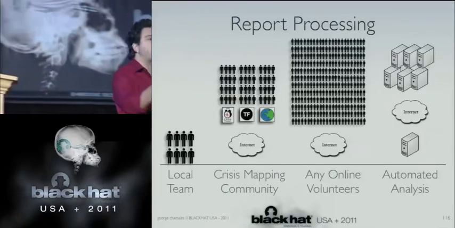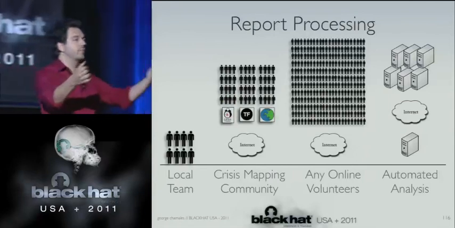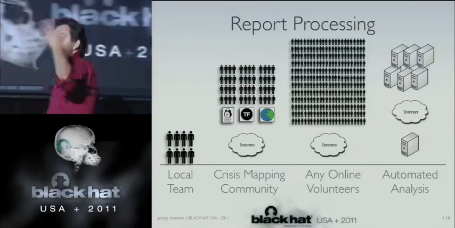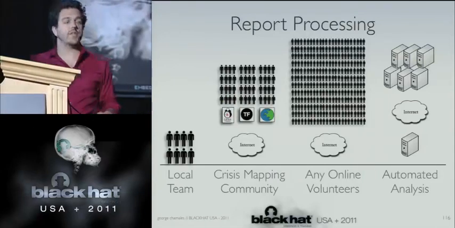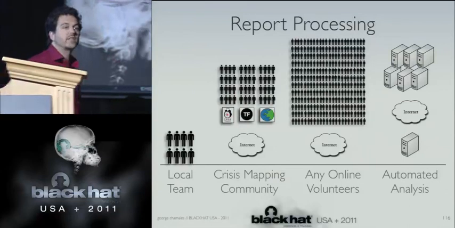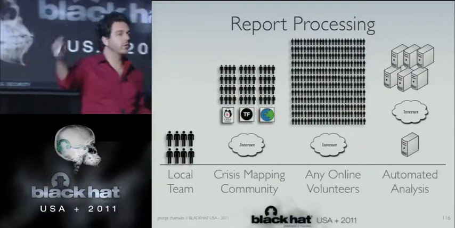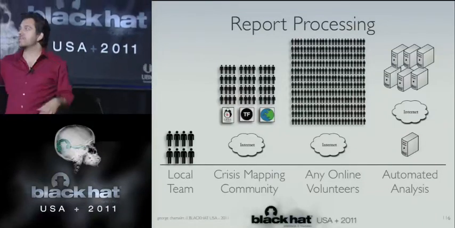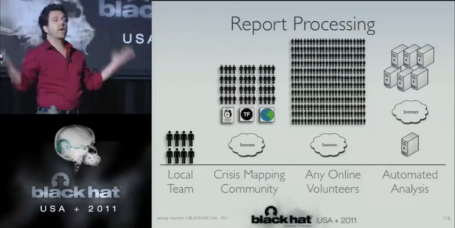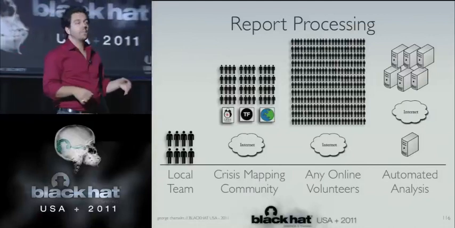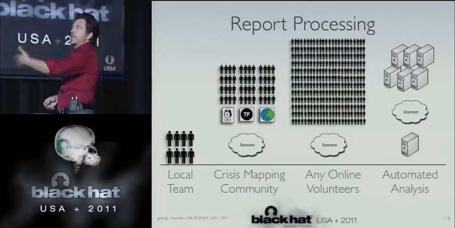So at this point, we've got the word out. We've got the people that are sending in messages. We're potentially receiving a huge flood of information, and we have to determine who's going to actually process this. There are a couple of groups that can do that. You have your local groups. There's the beginning of a crisis mapping community that's doing this. You can just grab online volunteers, which is what was done in Haiti, or you can start using automated analysis.